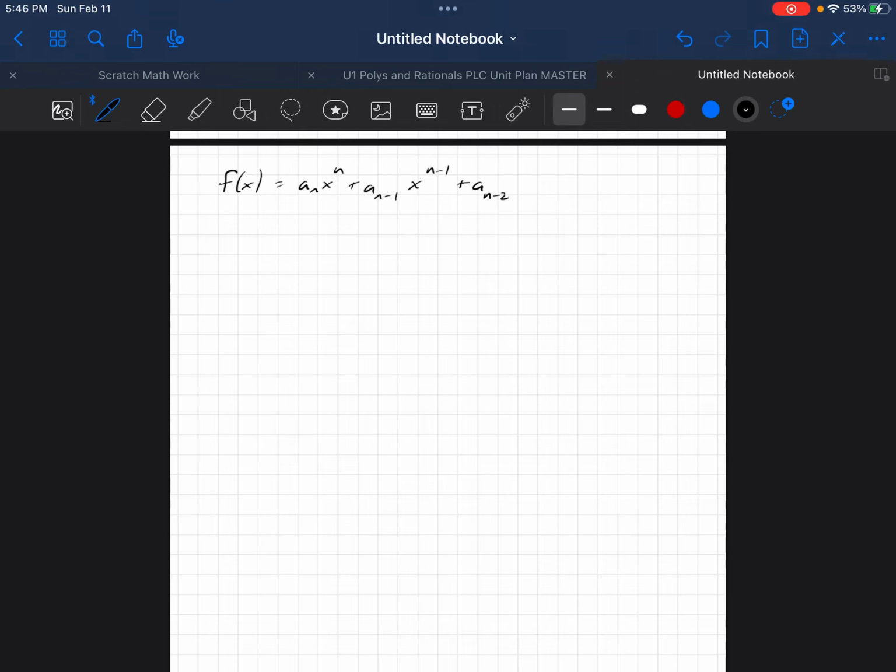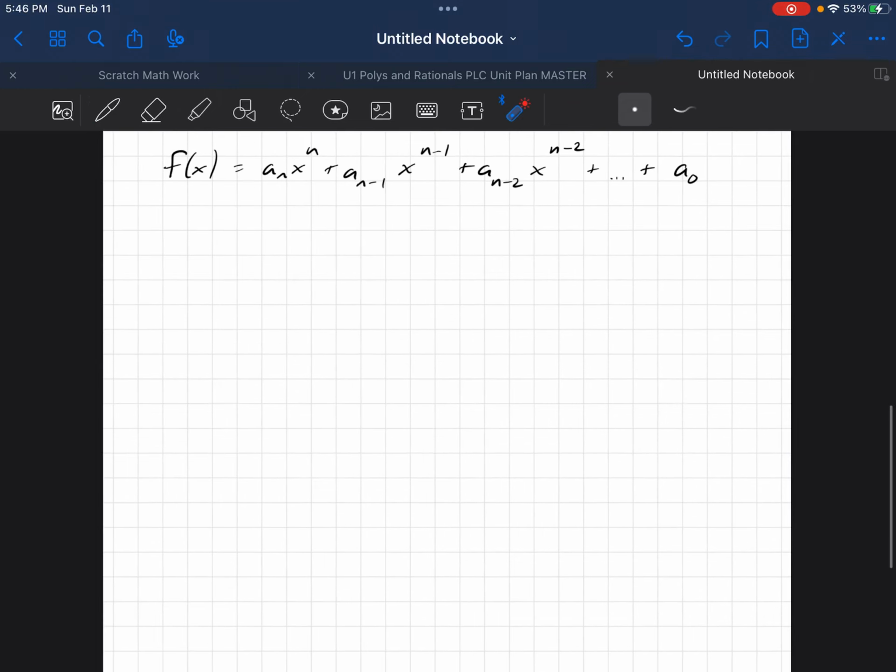I'll go one more: n minus 2 x to the n minus 2 plus dot, dot, dot, and then I'll have a to the 0. So basically you have a bunch of terms. You have a coefficient, which has to be a real number, and you have an x component with an exponent on that x. This number has to be a positive integer, sorry, a non-negative integer. It could be 0.